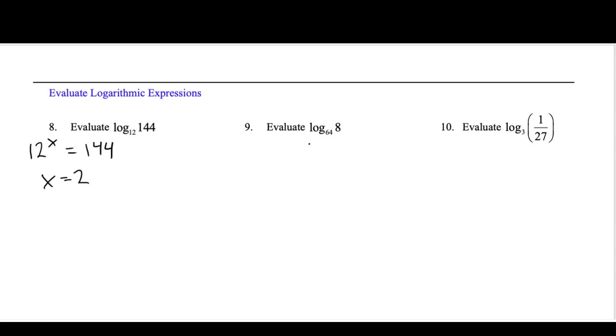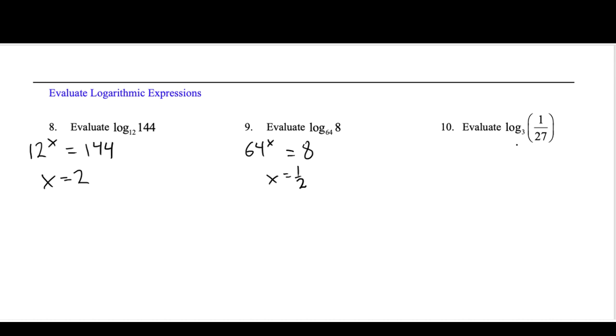Similarly, over here, we would say 64 raised to what power is equal to 8, right? Or we could say 64 raised to the power of the unknown quantity x is equal to 8. In this case, x is equal to 1/2. Raising a number to the power of 1/2 is the same thing as taking the square root of that number, right? And the square root of 64 is equal to 8. So that's why it's that result, right?